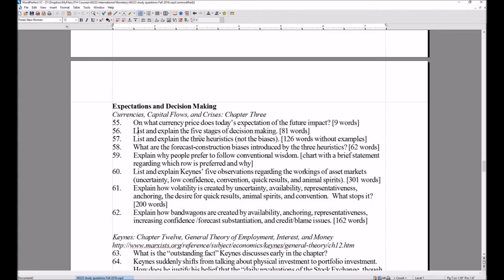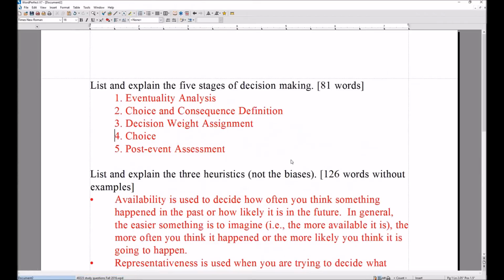Now let me do 56. List and explain the 5 stages of decision making. And let me jump over here. Here they are. You're going to find them easy enough in the book. That's not the full answer because you have to have the explanation of each one. But I want to give you some background so you can understand better what it's talking about. The idea here is, how do people decide, in our case, currency market participants, say, what currency to buy and how much and so forth.